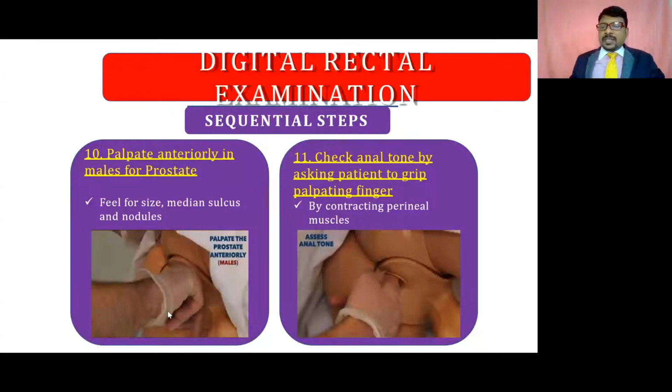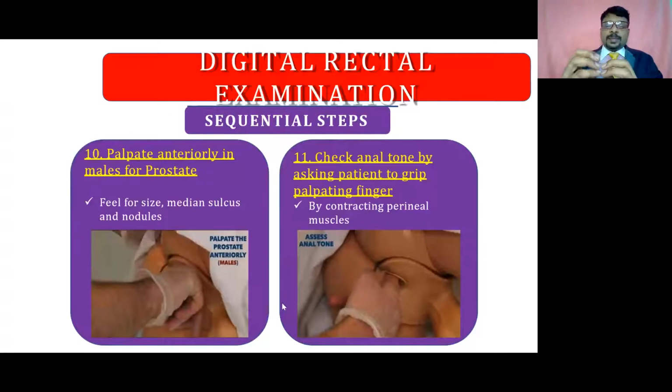In the 11th step, check the anal tone by asking the patient to grip the palpating finger, by contracting the perineal muscles. When you put the finger into the anus, ask them to squeeze and contract the anal muscles. If the muscle tone is normal, they can contract and hold the finger with the anal sphincter, tightening the anal opening. Those with less tone, or any nerve injury or muscle injury, are unable to hold the finger with the anal muscles.